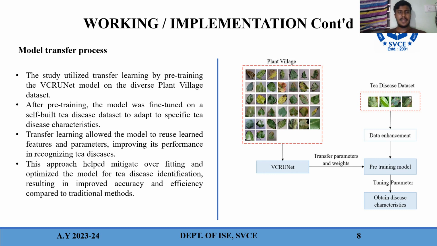So this study utilized transfer learning by pre-training the VCRU-Net model on the diverse PlantVillage dataset. After pre-training, the model was fine-tuned on a self-built tea disease dataset to adapt to the specific tea disease characteristics. Here, transfer learning allowed the model to reuse learned features and parameters, improving the performance in recognizing tea diseases. This approach helps mitigate overfitting and optimize the model for tea disease identification, resulting in improved accuracy and efficiency compared to the traditional methods. So this is all about the model transfer process.